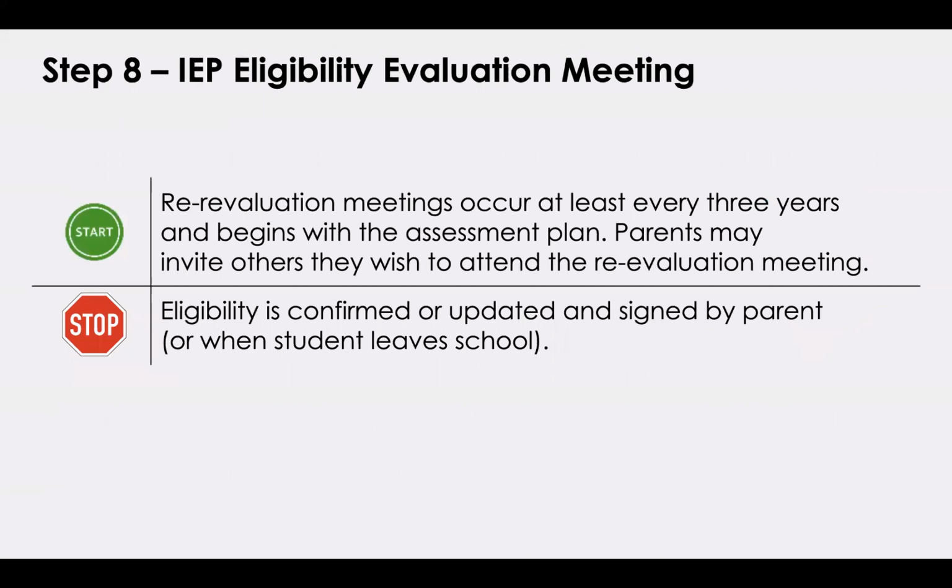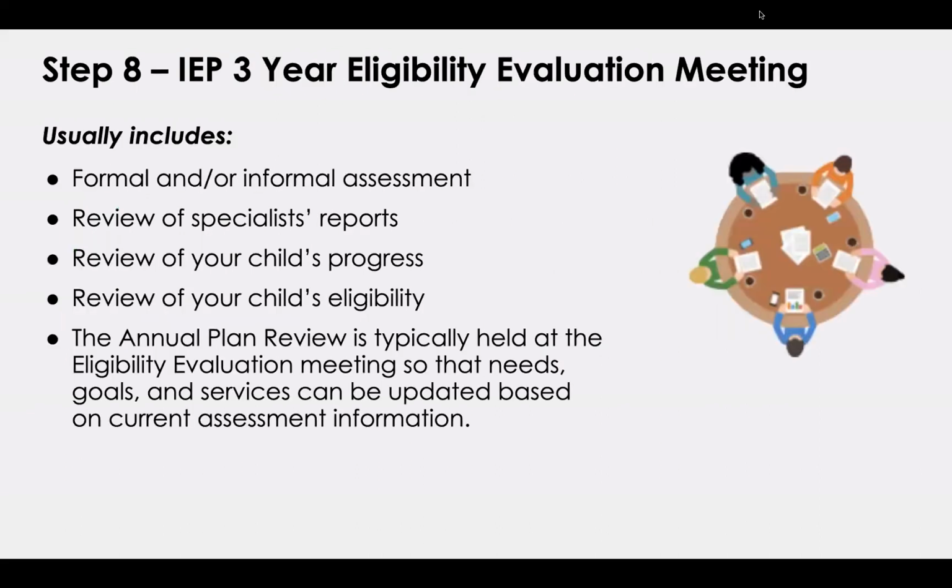Step 8 is the IEP eligibility evaluation meeting that happens every 3 years. It begins when the reevaluation meetings are occurring at least every 3 years and begins with the assessment plan. Parents may invite others, as usual, if they wish to attend the reevaluation meeting. And it's completed when the eligibility is confirmed or updated and signed by parents, or when the student leaves the school.